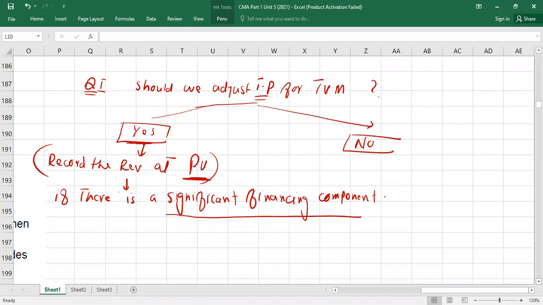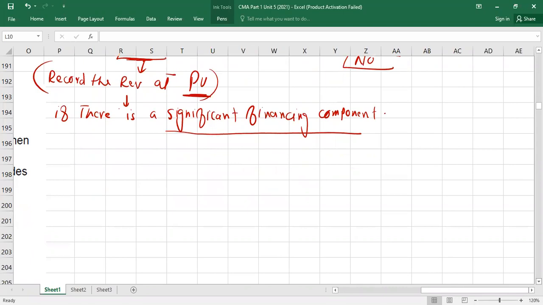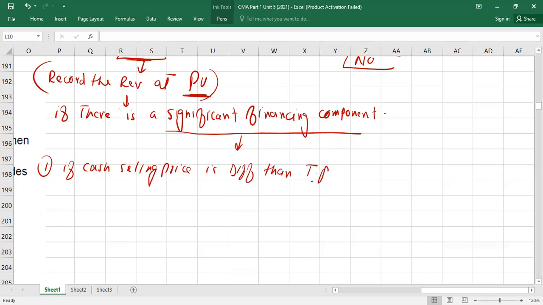Now the point is, when will we consider that there is a significant financing component? There are conditions, there are indications. Condition number 1. Now I'm writing: if cash selling price is different than transaction price. So what is it? If cash selling price is different than transaction price.